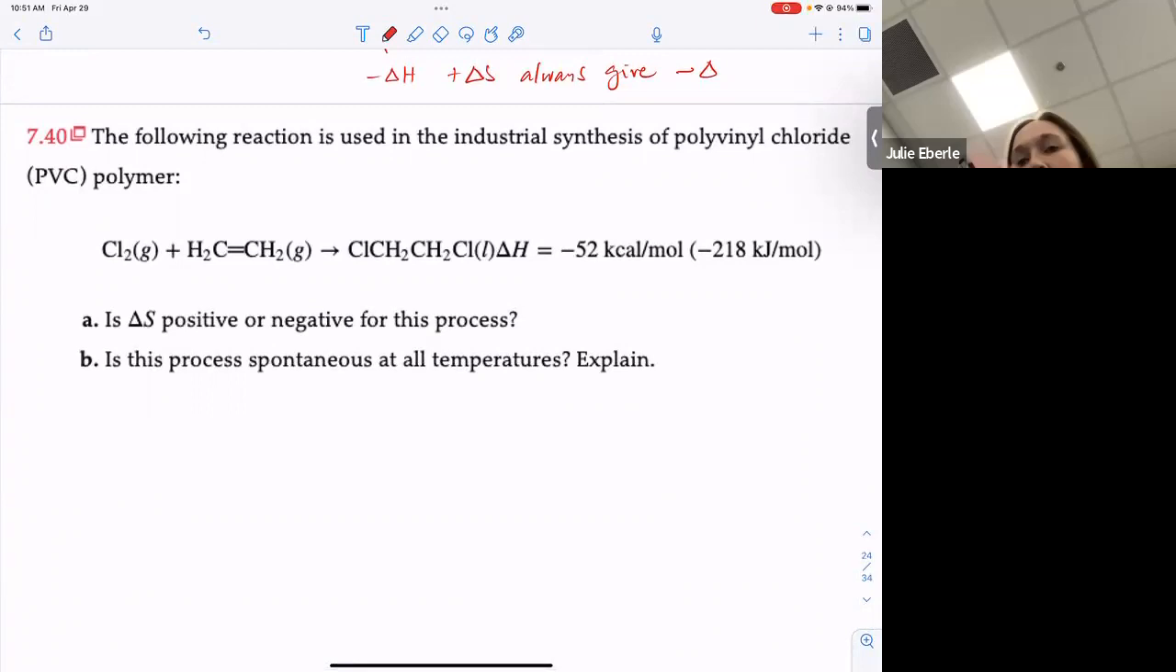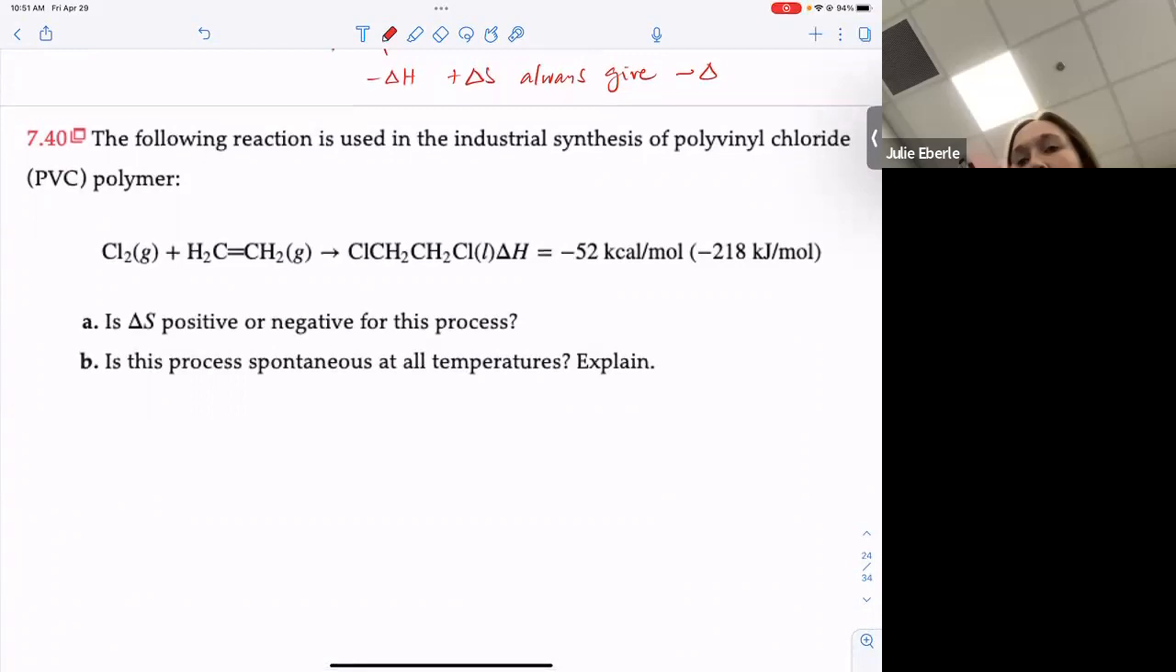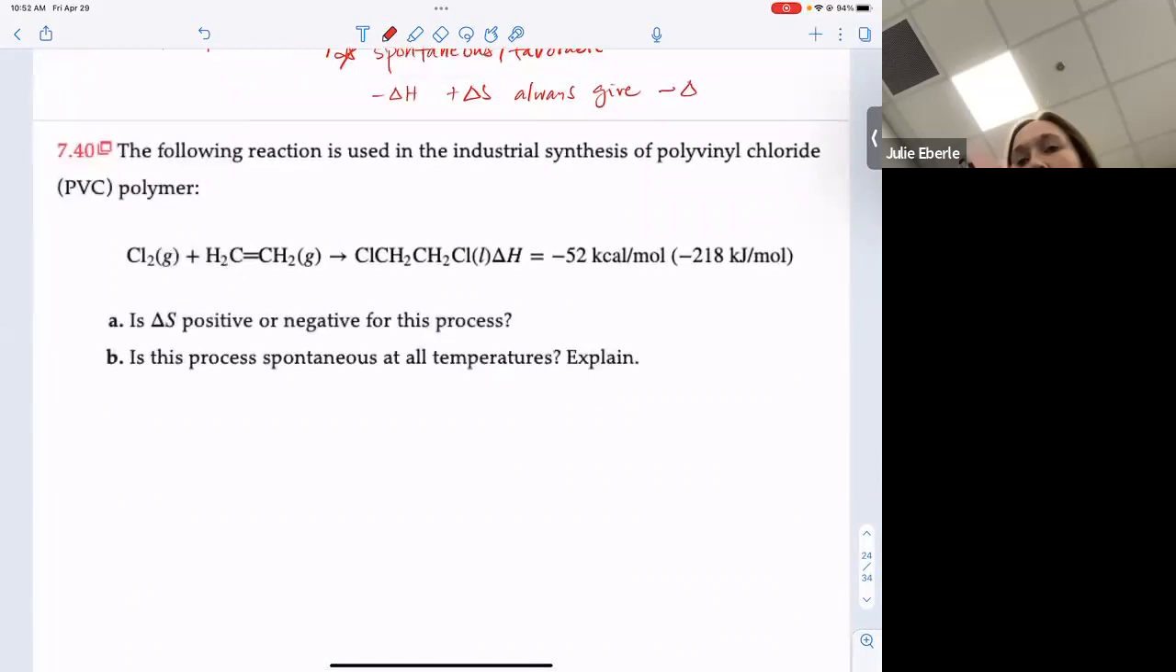After this problem, we'll take a break. The following reaction is used in the industrial synthesis of PVC, polyvinyl chloride. So look at this reaction. Is delta S positive or negative for this process? I give you the delta H, it's negative. So what do you think? You've got chlorine, which is a gas, plus this CH2 ethene, I guess is what you call that, and make PVC.